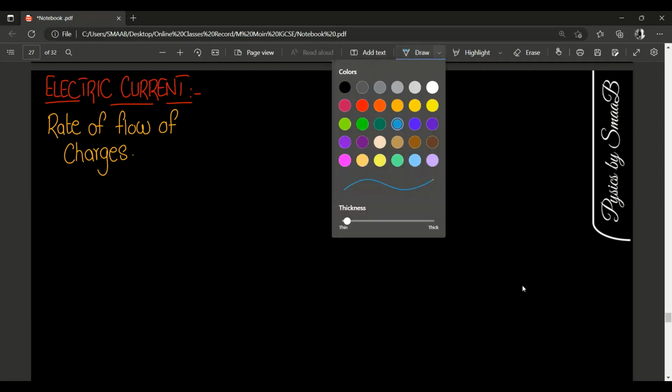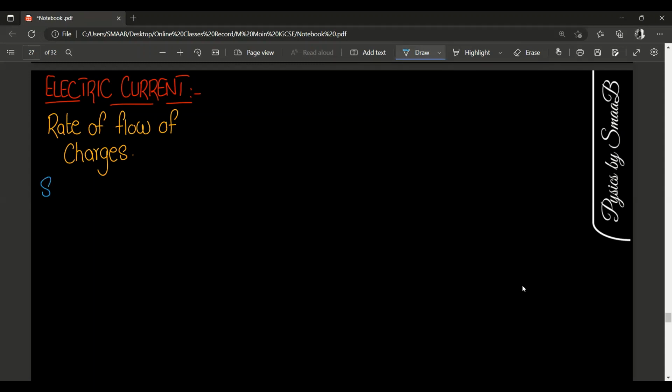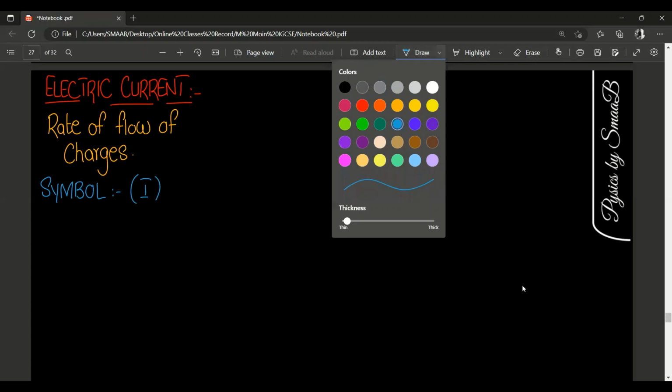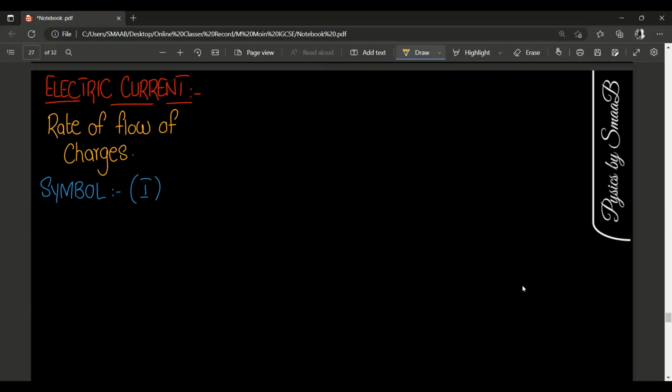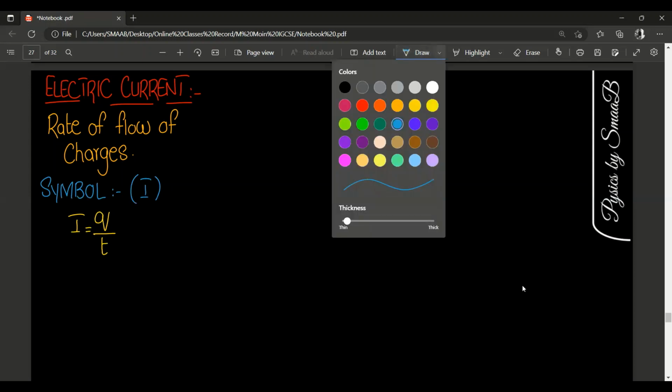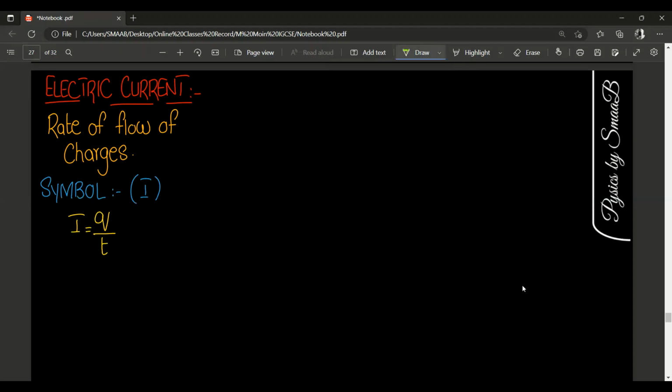And if we want to write the formula for it, first we need to know the symbol for electric current. The symbol for electric current is capital I, and ampere is the SI unit, right? The formula is I equals Q over T. This is the formula for electric current. I is the symbol of electric current, ampere is the SI unit, and Q represents the charges.